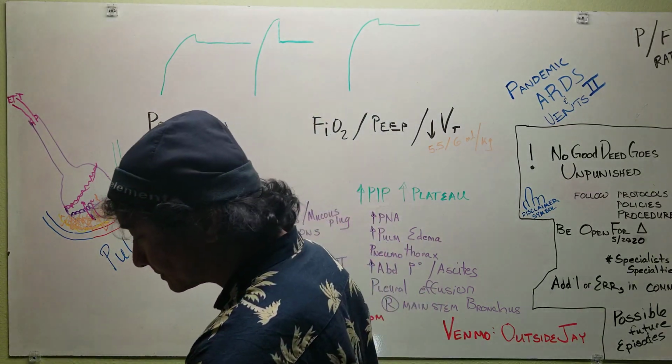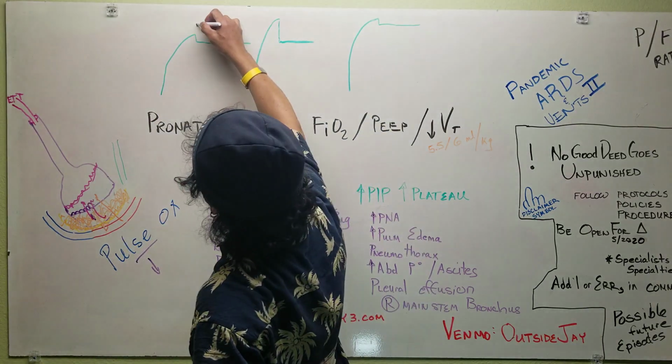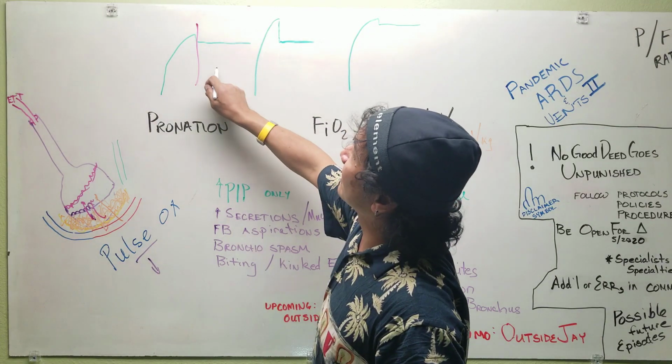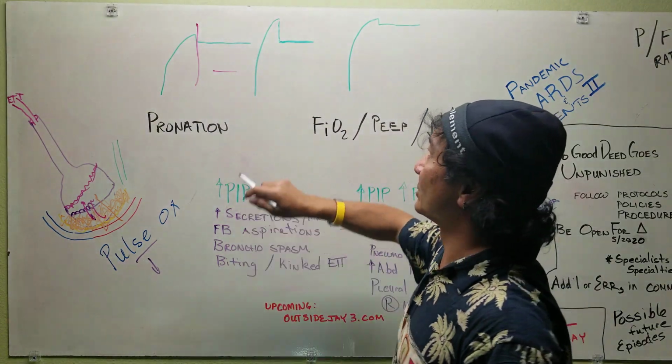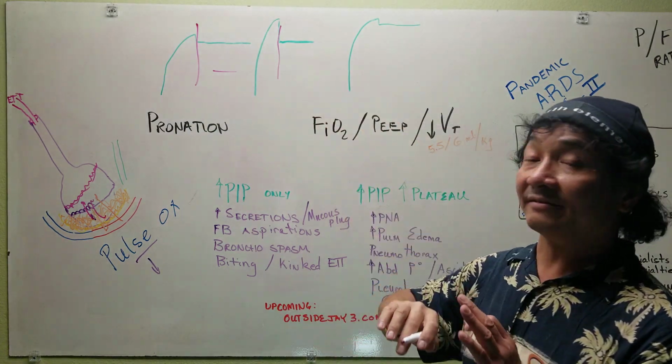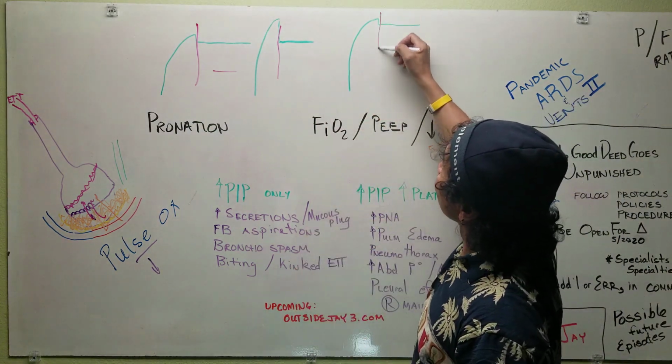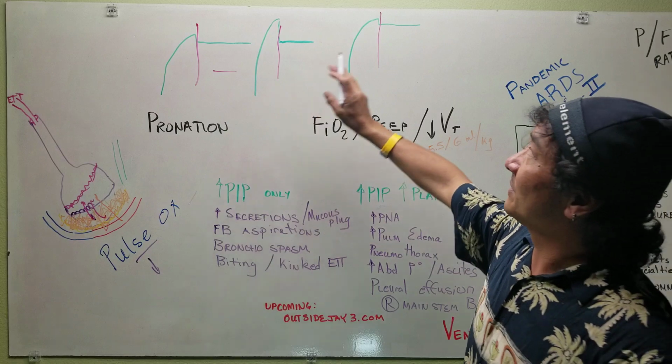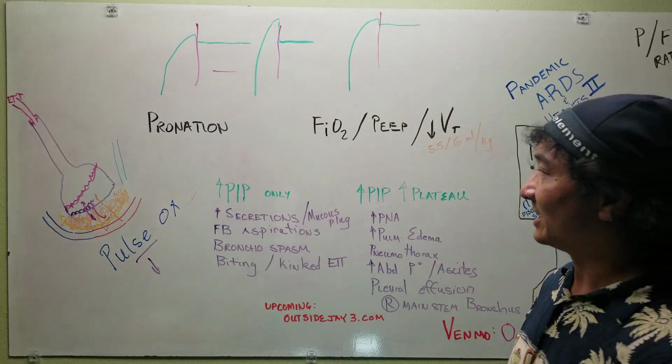So again, anything on this side is an airway issue, anything on this side is an alveoli issue.